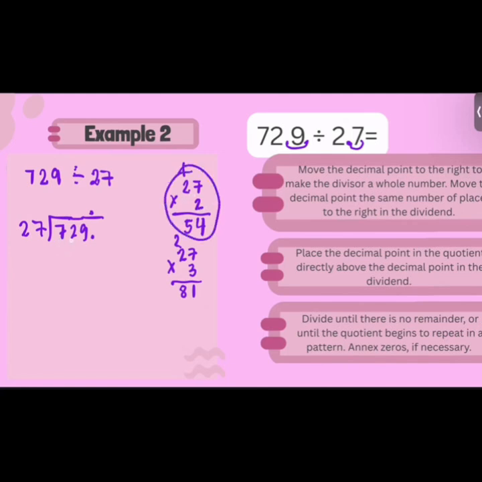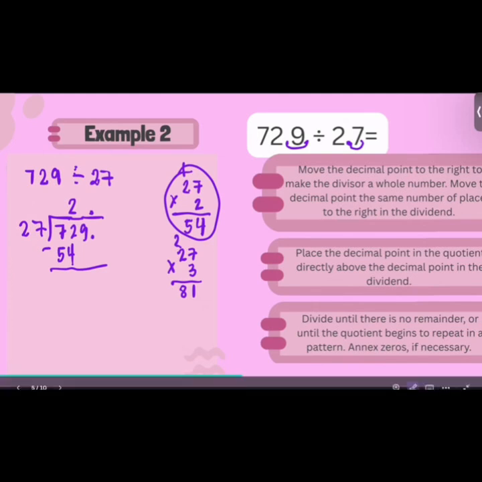Now, 72 divided by 27. So, that is 2. So, our answer, we will put it above in the quotient part. Now, proceed with 2 times 27. So, that is 54. Then, proceed tayo kay subtraction. So, 2 minus 4 is cannot be. Therefore, what we are going to do is, we are going to borrow kay 7. So, 7 becomes 6 and 2 becomes 12.